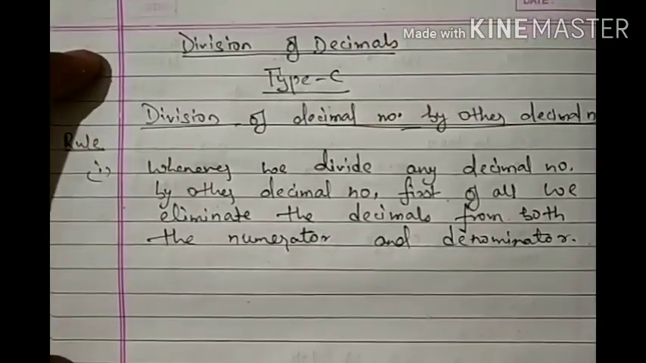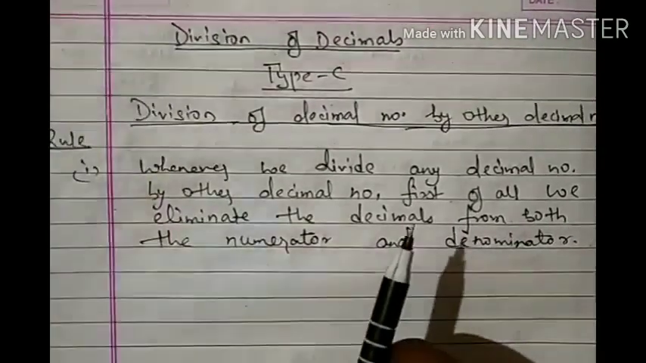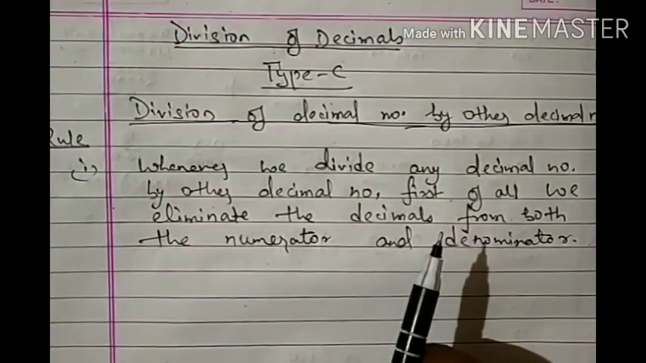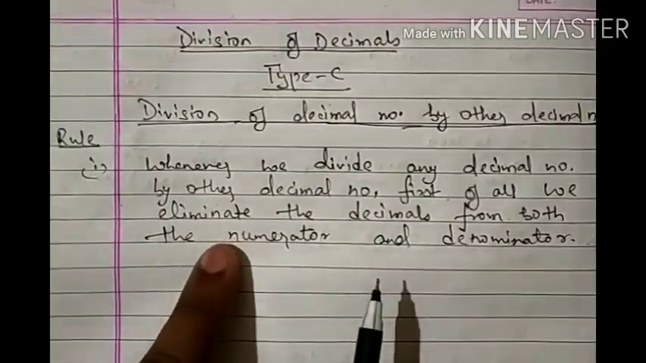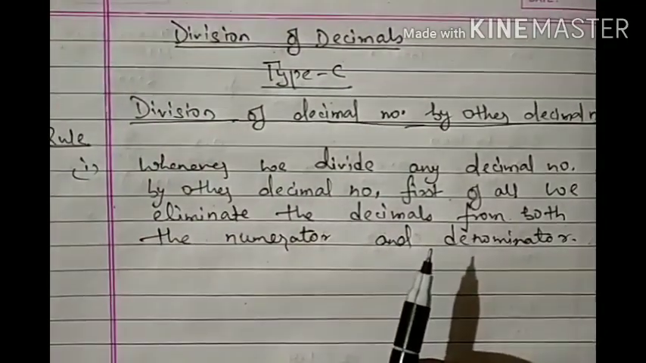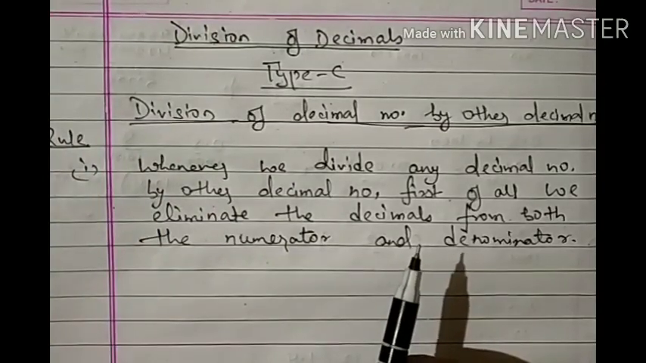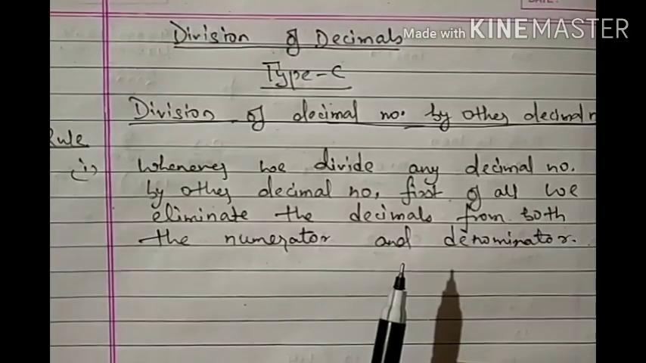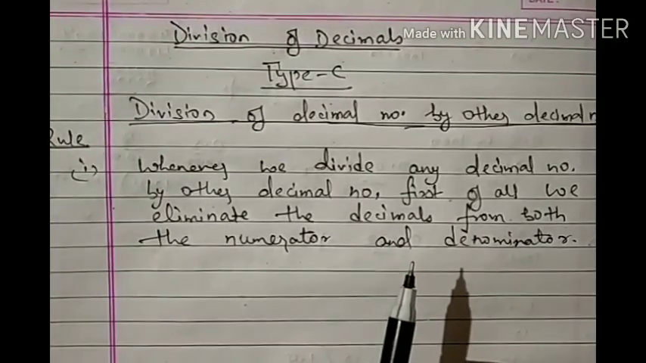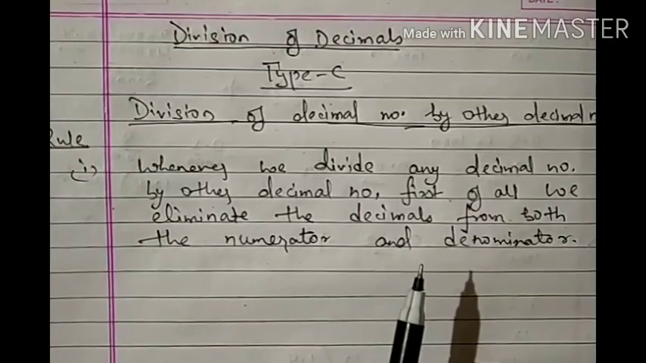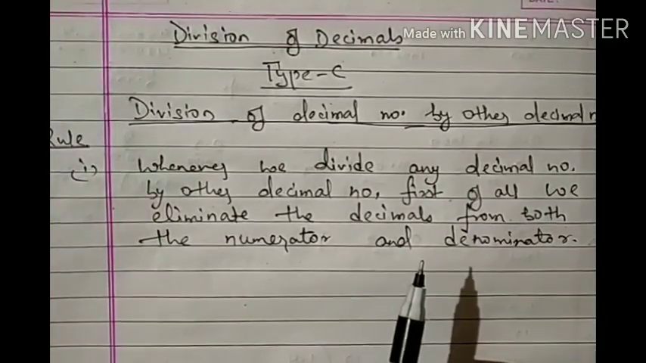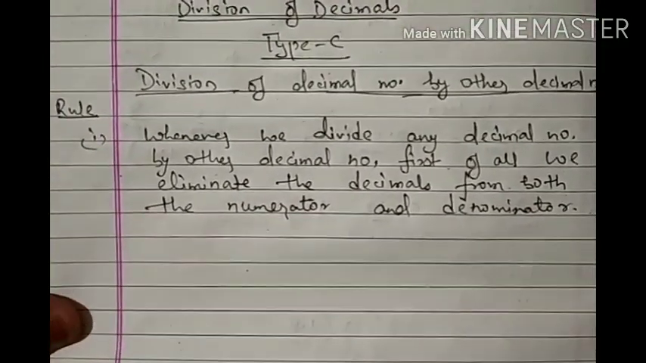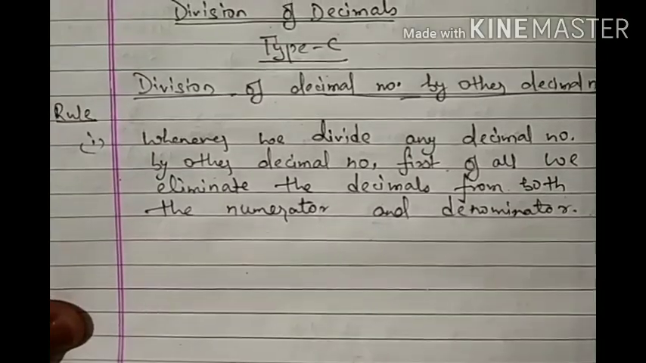What does this rule 1 say? Whenever we divide any decimal number by other decimal number, first of all we will eliminate the decimals from the numerator and the denominator. As you all know, whenever we remove decimal from numerator, it goes into denominator with proper decimal place, and whenever we remove decimal from denominator, it goes into the numerator with proper decimal place. This was rule number 1. I hope you understand. We will study a lot more examples on this particular type C.